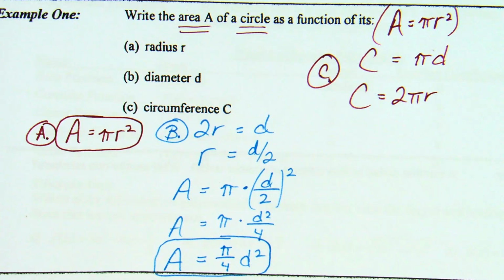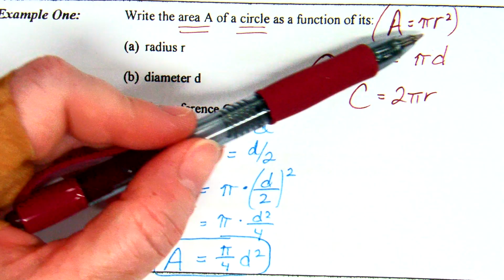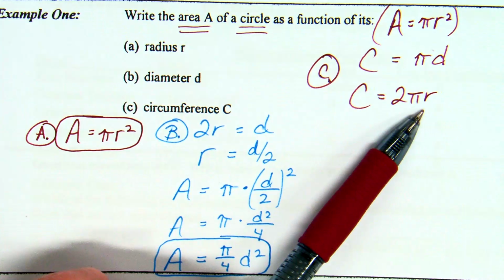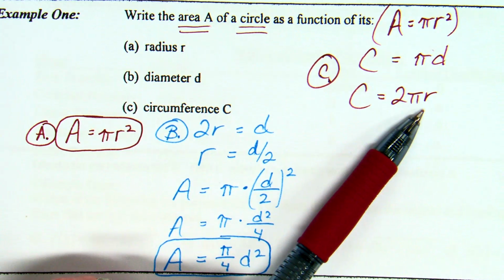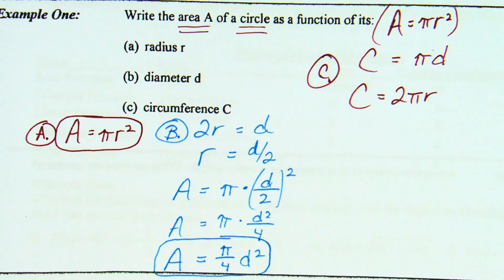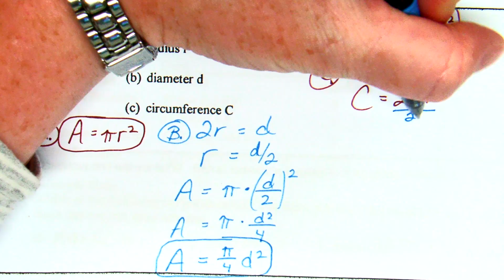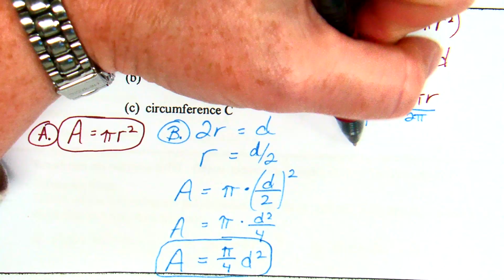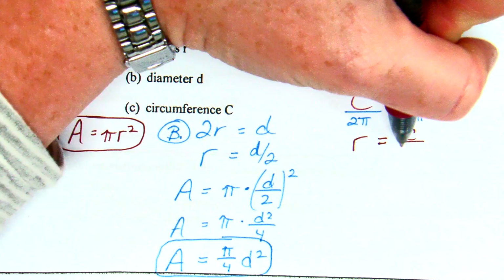So in my area formula, I have an r, yes? I want to substitute in for r a value that involves c. So c equals 2 pi r. Can you solve that for r for me? How do we solve that for r? How do I get r by itself? If it's 2 pi times r, divide by 2 pi. We divide one side by 2 pi, divide the other side by 2 pi, yes? And so now, if I flip that, I know r is c divided by 2 pi.